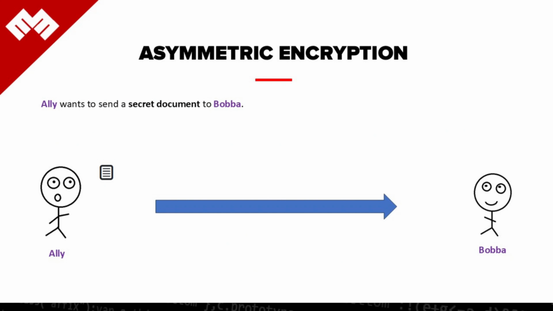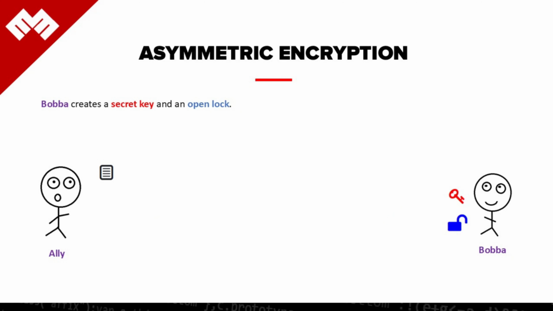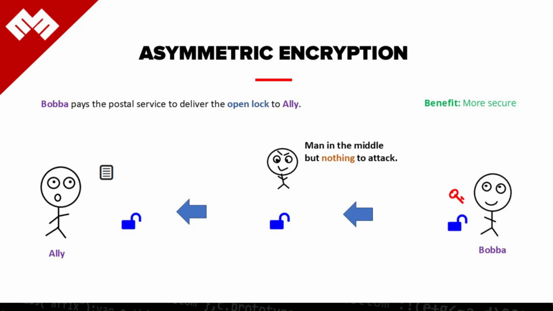Let's say Ali wants to send a message to Boba. In such a situation, we need Boba to create a secret key and an open padlock. Only Boba is ever allowed to have the secret key, hence the secret key is analogous to a private key. The open padlock can be publicly distributed for anyone to use, hence the open padlock is analogous to a public key. Boba pays the postal service to deliver the open lock to Ali. If a bad actor intercepts the open lock while it is in transit, there is nothing important to steal.